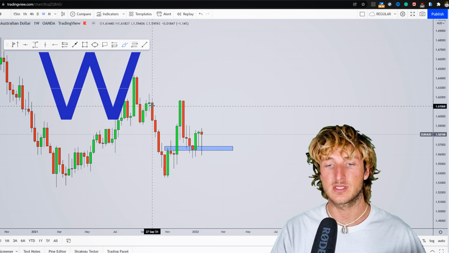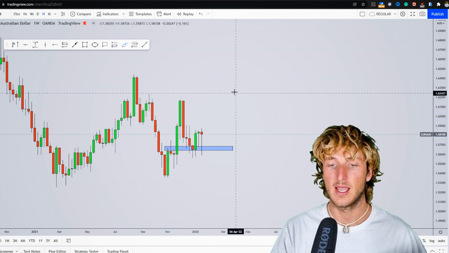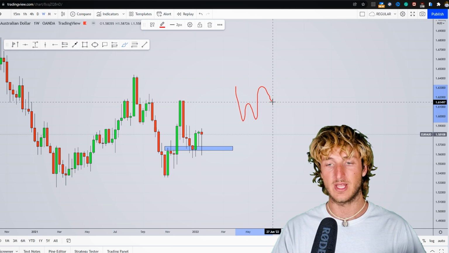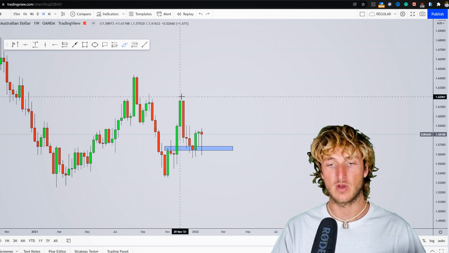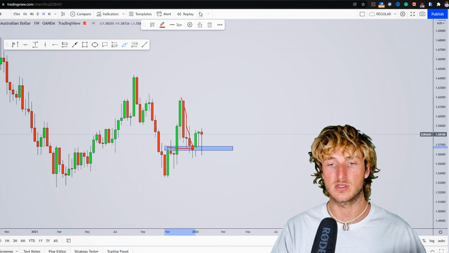Another thing that we can notice is that we did have the creation of this W formation, and in general, after the creation of a W, as we said many times, we want to see a move to the downside and completion at the neckline. And in fact, that is what the market created, a nice move to the downside and completion at the neckline, which is the previous resistance turned support.